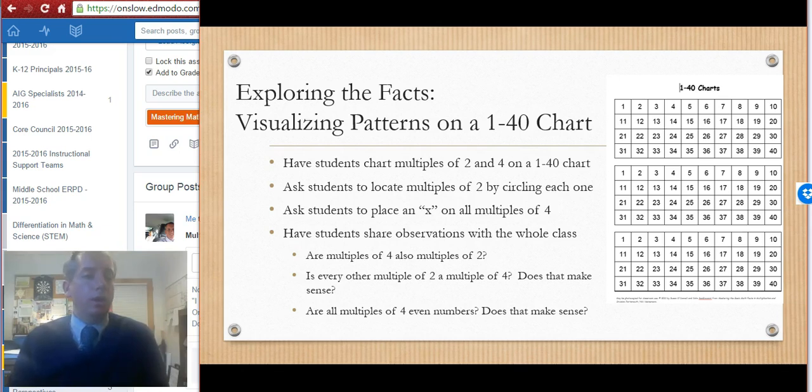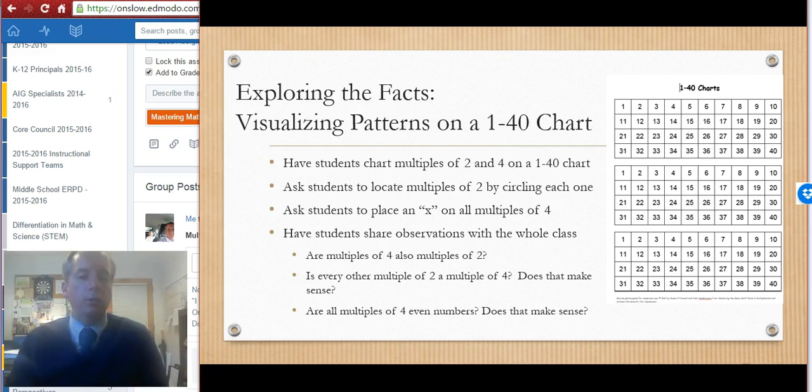As we look at giving kids more experiences with the facts, let's talk about a 1 to 40 chart. So you see there are 3 1 to 40 charts here on this one sheet. So we're going to have kids create a multiples of 2 chart and a multiples of 4 chart. They're going to circle their 2's and X out their 4's.